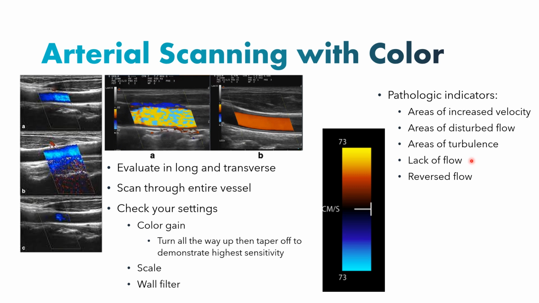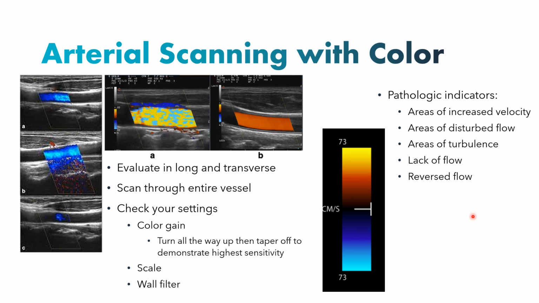Even a vessel that we see, we know it should have color in it, but perhaps there's some sort of stenosis that we're unable to identify. We're getting a lack of flow. So in this case, it wouldn't be our settings. It would be a real pathologic indicator. And then sometimes we can see reversal of flow. So again, kind of like that turbulence, where we know flow should be going one direction and yet we're seeing it come the other direction. That would indicate that that's a pathologic condition.